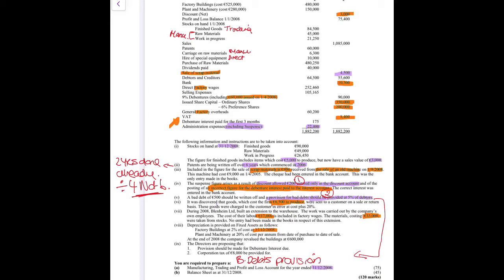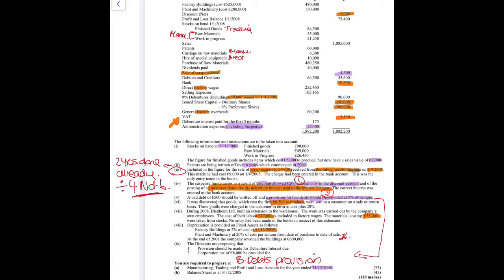Then it says plant and machinery at 20% of cost per annum from date of purchase to date of sale. And that there is going to go with your disposal working, which is point number 3, which we talked about earlier on. So they're going to go hand in hand. If you follow all 6 steps, when you're doing your disposal, you'll have this part done. You'll have your depreciation on plant and machinery done by the time you get to this working.